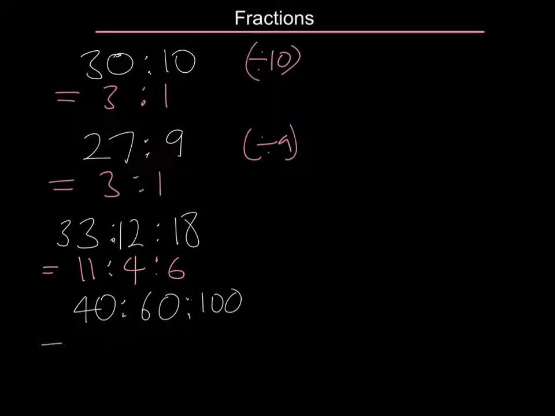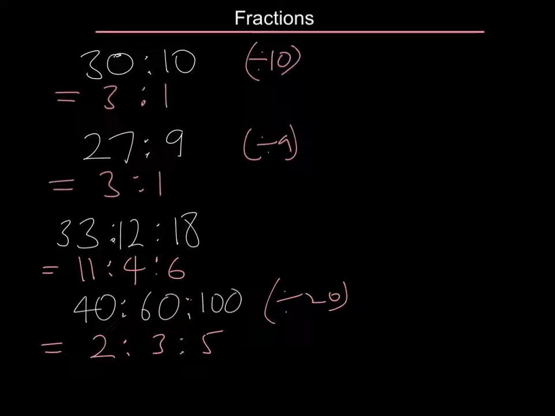For the last question, they're quite big numbers, and sometimes you might actually not know the biggest number that divides into them. The best number for these is actually 20. If I divide 40 by 20, I get 2. And if I divide 60 by 20, I get 3. If I divide 100 by 20, I get 5.